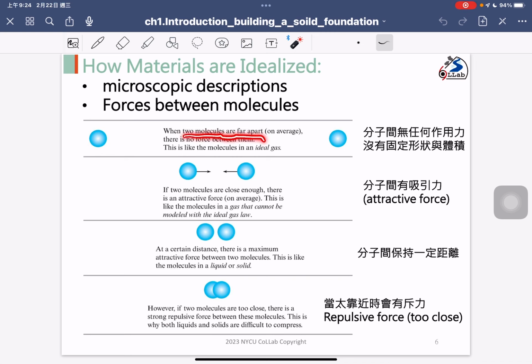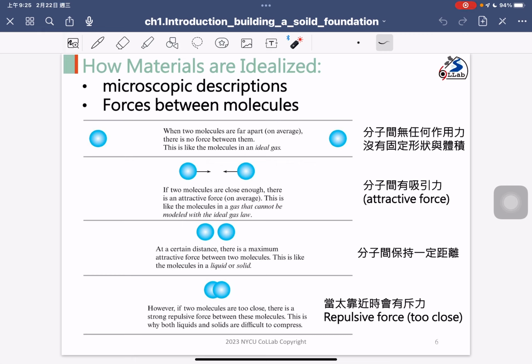when two molecules are far apart, we can say there is no force between them. So the material satisfies the ideal gas. But if two molecules are close enough, not too close, just close enough, then there is some attractive force, and we cannot say the gas is an ideal gas. So we will say that's the real gas, okay?